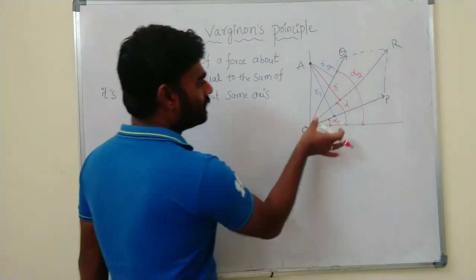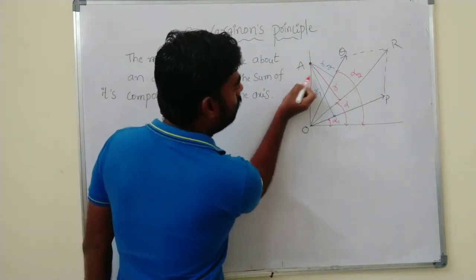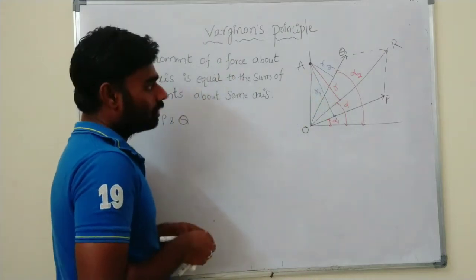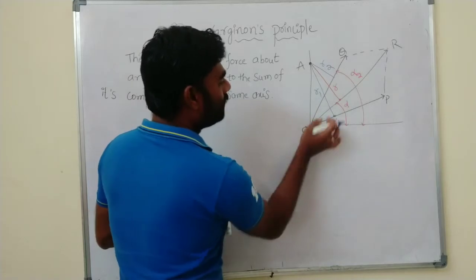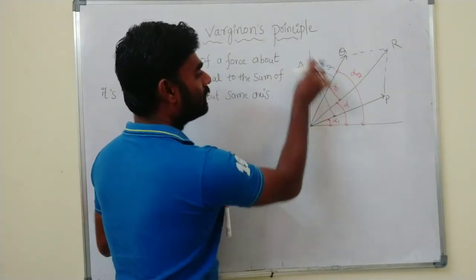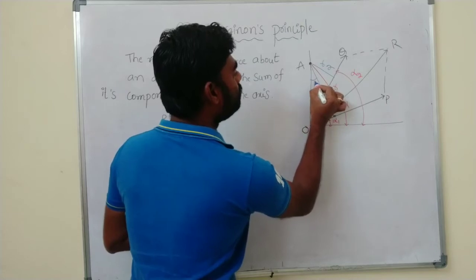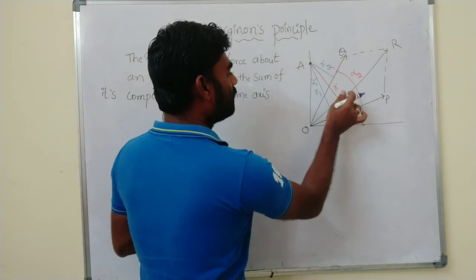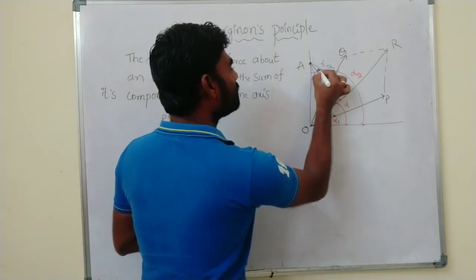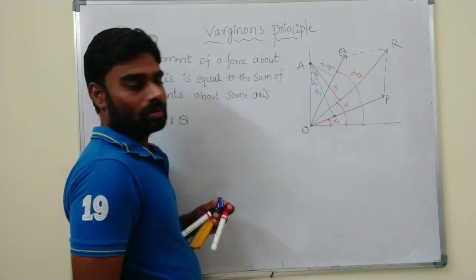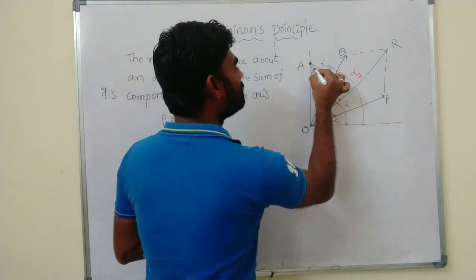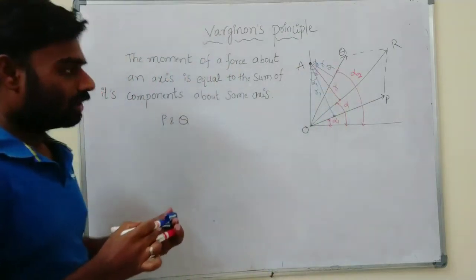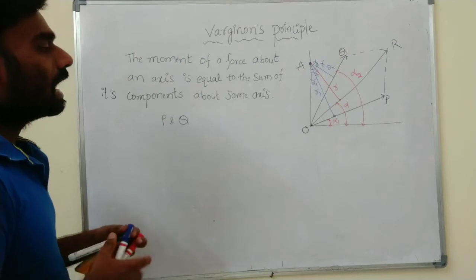Now this one is also alpha 1. The angle between the perpendicular distance R1 and AO is alpha 1. The angle between R and AO is alpha. The angle between R2 and AO is alpha 2. So these are the angles.